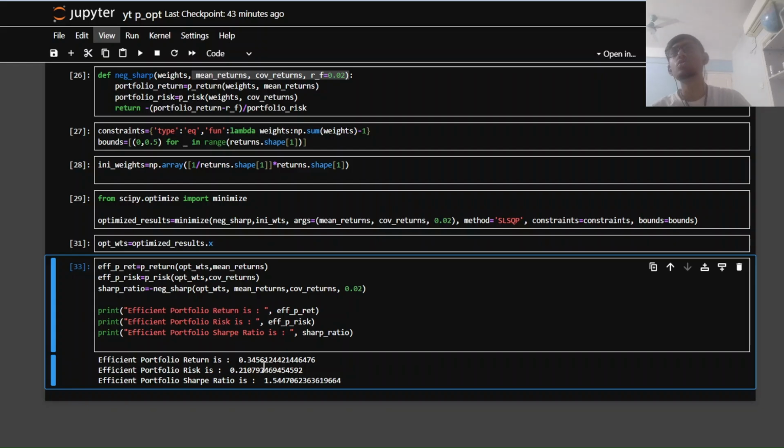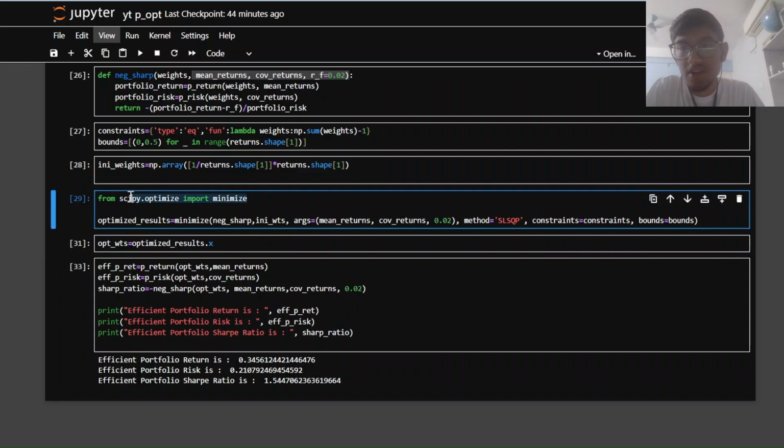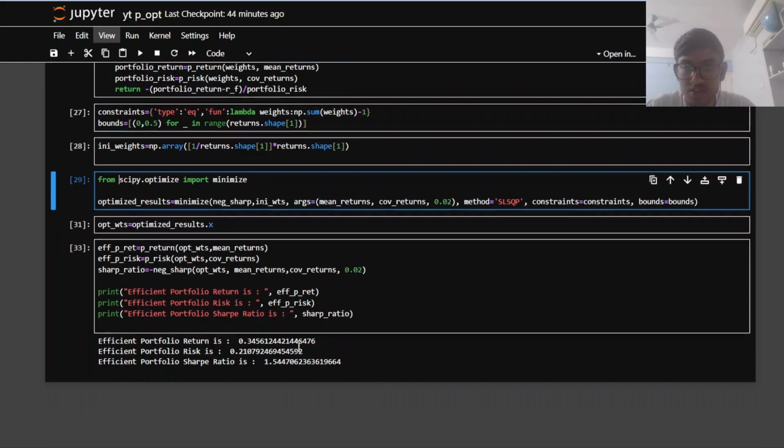And one thing to be careful here is that this minimize function that we have imported from scipy.optimize is sensitive to the initial weights that you have set. And so it will be beneficial if you loop over certain initial random weights that you set for your assets to get the portfolio with the highest Sharpe ratio.